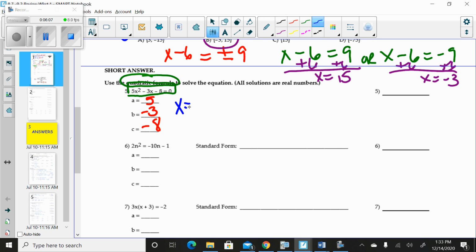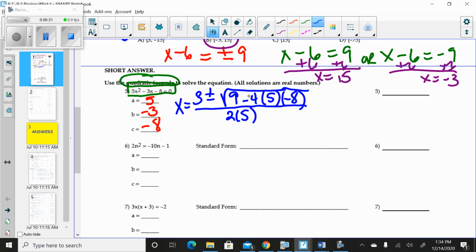All right, so x equals, now can you take a moment, pause the video, see if you can plug the numbers into the right spot for me. So go ahead and plug those in, and then come back together with me. All right, so opposite of b, which would be +3, plus or minus the square root of b squared, -3 times -3, 9, minus 4 times a, which is 5, times c, which is -8, all over 2 times a, or 2 times 5.